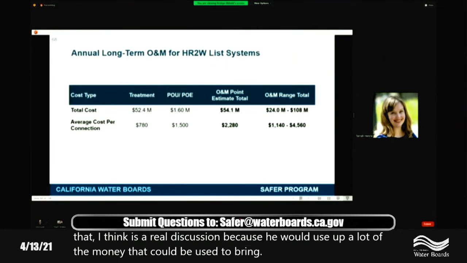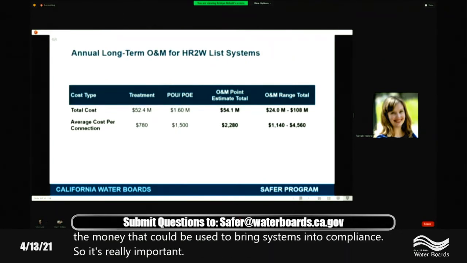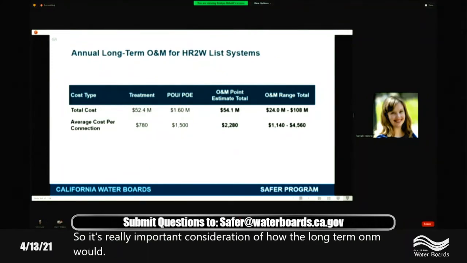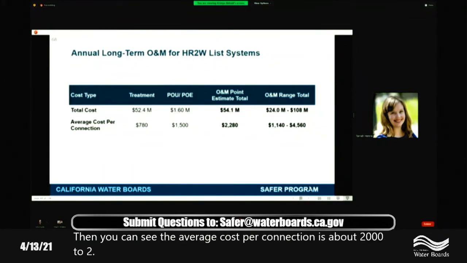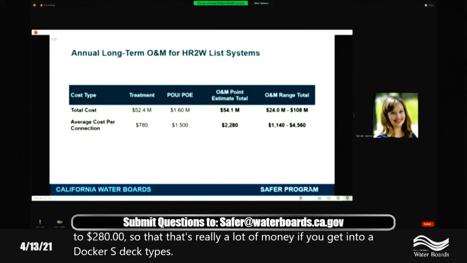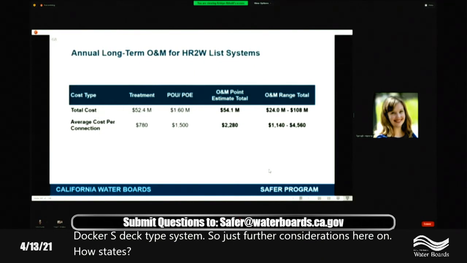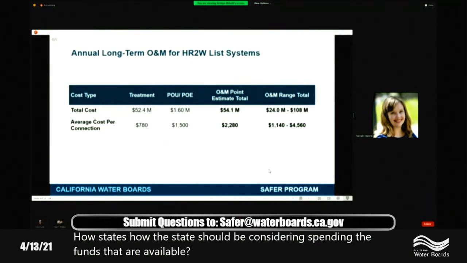So it's a really important consideration of how the long-term O&M would be paid for on all of these types of installations. Then you can see the average cost per connection is about $2,280. So that's really a lot of money if you get into DAC or SDAC type systems. So just further considerations here on how the state should be considering spending the funds that are available for these systems.